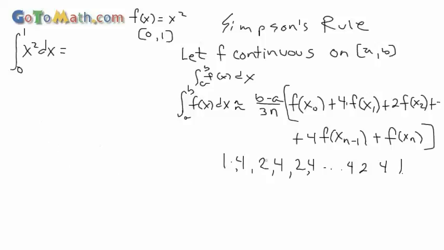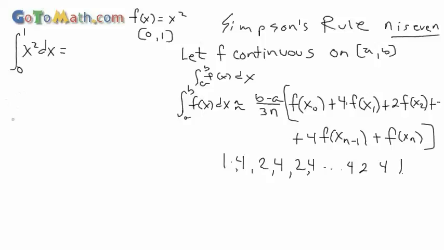Okay, so there's the theorem. As long as f is continuous on the closed interval a, b, then we can approximate this integral, and that approximation is equal to this stuff here. Now, one thing I need to say is that n is an even number. n must be an even number. All right, so let's go ahead and do this.